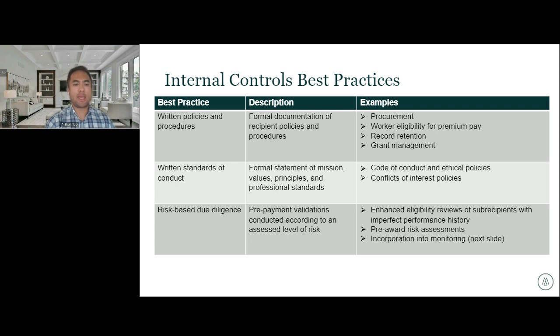The third box down, risk-based due diligence. Examples include enhanced eligibility review of subrecipients with imperfect performance history. So that is an example of risk-based due diligence internal controls. And then making sure that if you have subrecipients, you do pre-award risk assessments.